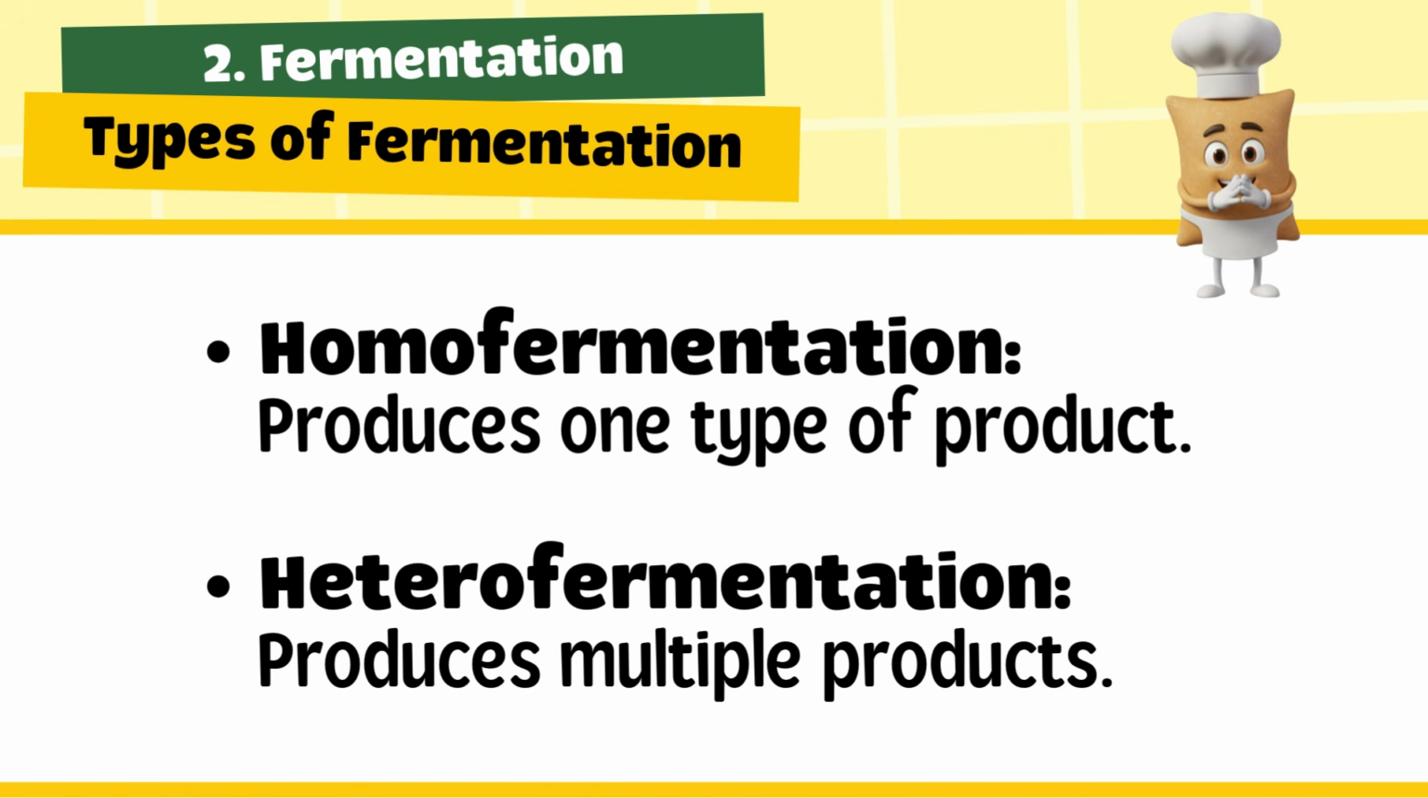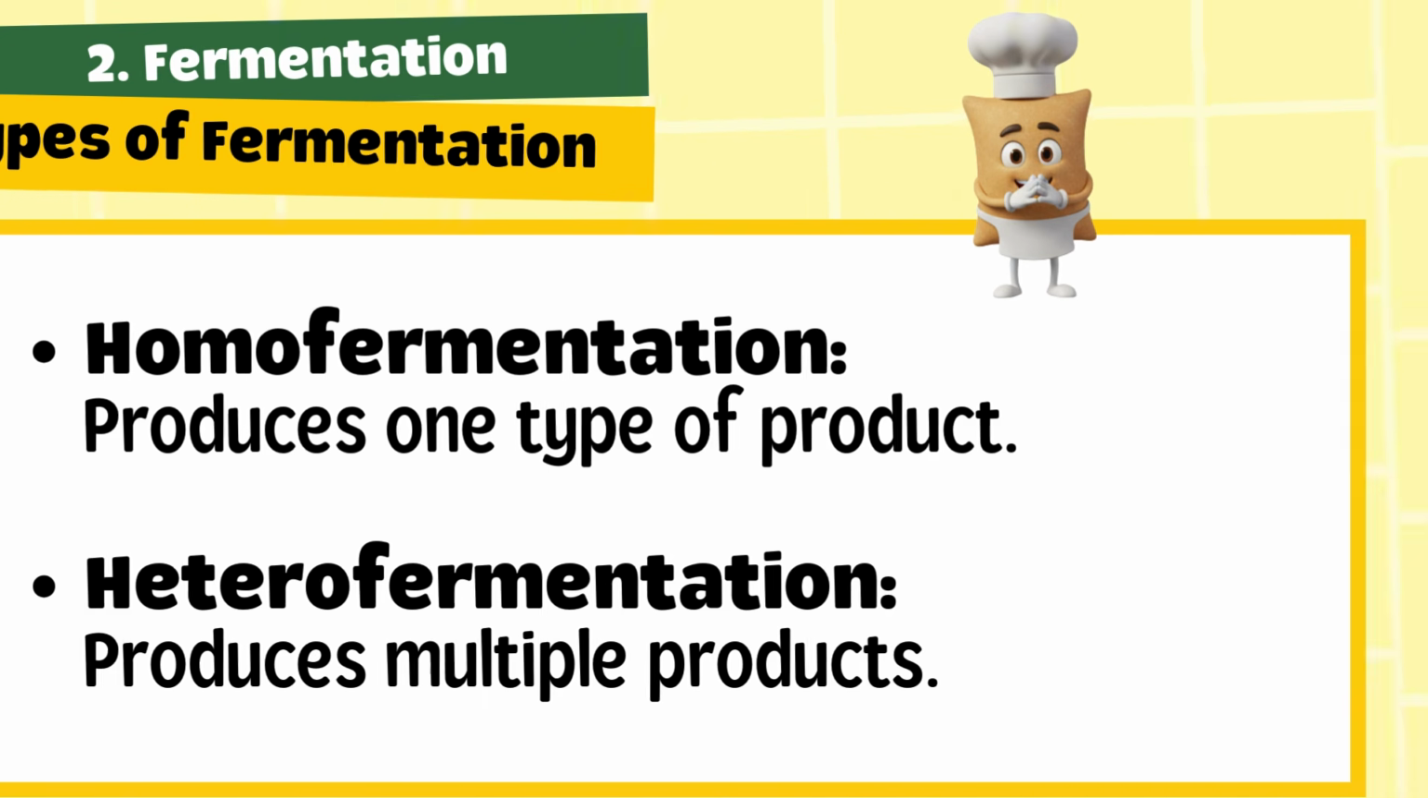Heterofermentation. Now think of hetero as meaning different or multiple. In this type of fermentation, the microorganisms are multitaskers. They produce multiple products from the same sugar. Example: when making sourdough bread or kefir, the fermentation produces a mix of things like lactic acid, carbon dioxide gas, which makes bread rise, and even small amounts of alcohol. This is what gives these foods their complex flavors and textures.